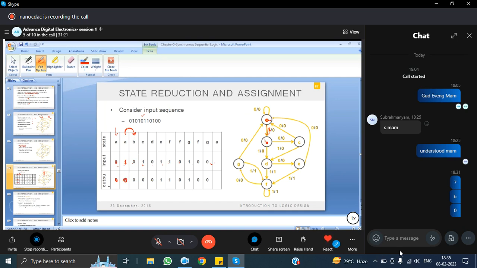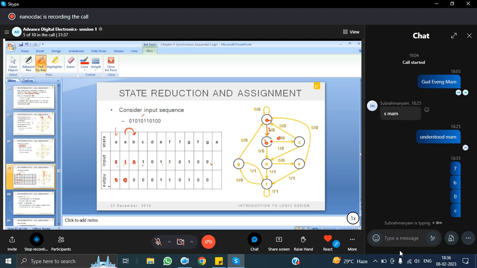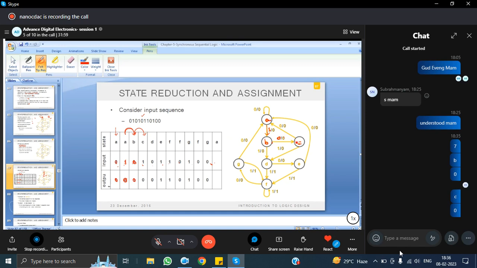Now the present state is B. I gave input 0. In B, when the input is 0, to which state will it go? From B, it is going to C. When input is 0, it is going to C, but what is the output? The output is 0. Now the present state is C.